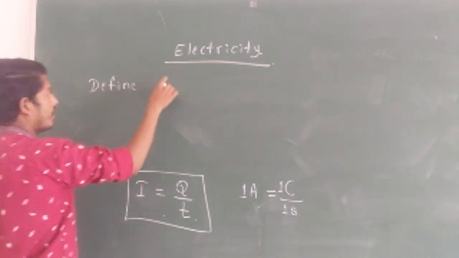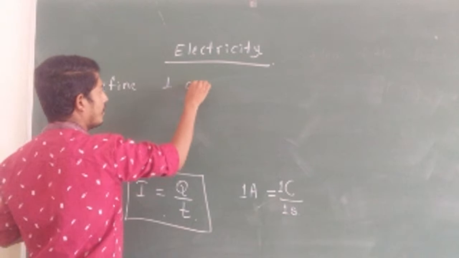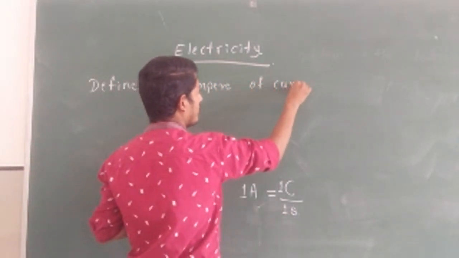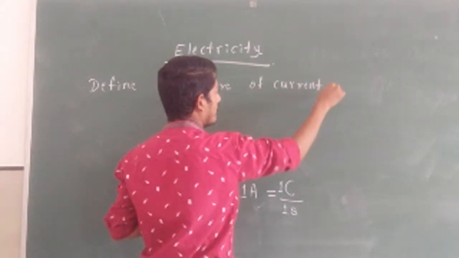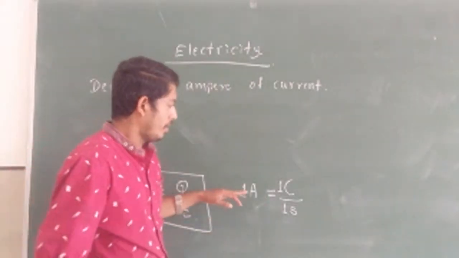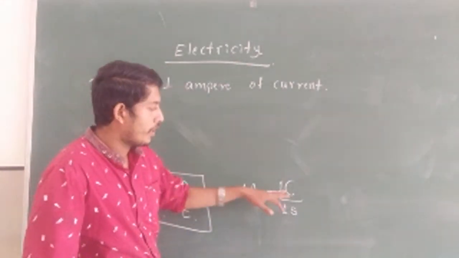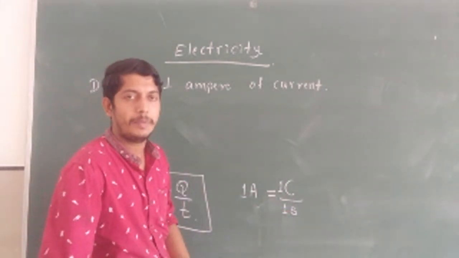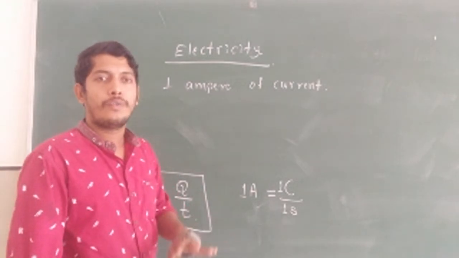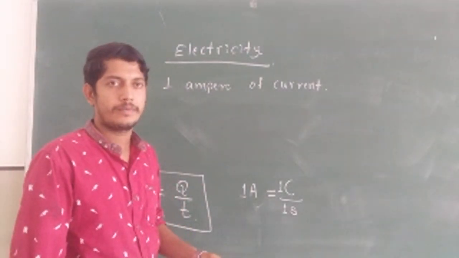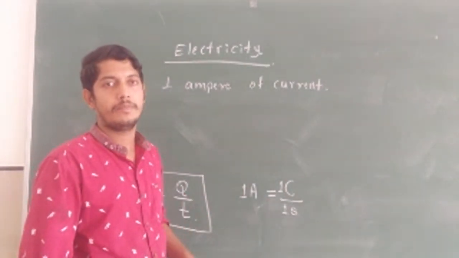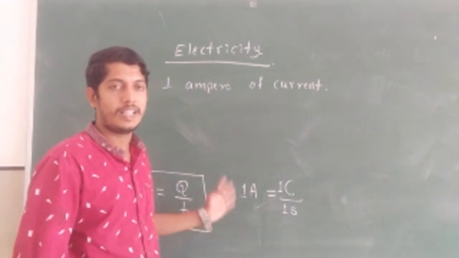Define 1 ampere of current. 1 ampere means 1 coulomb per 1 second. That means the actual definition is the rate of flow of current in a particular direction, or the number of electrons flowing in a particular time. So that gives the current.